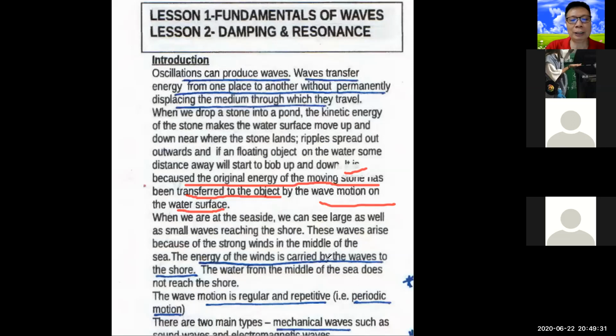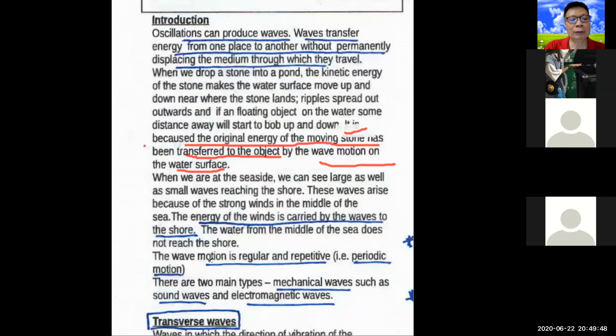The energy of the wind is carried by the wave to the shore. This is the energy from the wind carried by the water as a wave to the shore. The water from the middle of the sea does not reach the shore. It is too far, it cannot reach. Okay. The wave motion is regular and repetitive. For example, the motion is regular, it has a certain pattern, and it repeats again and again. It's repetitive, periodic motion. So for example, the water wave moves up, down, like that, correct or not?